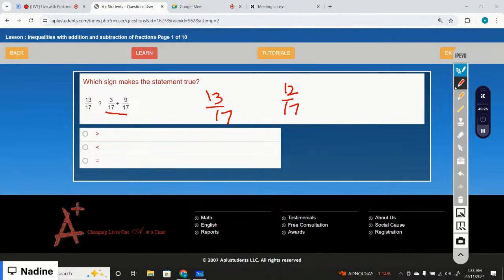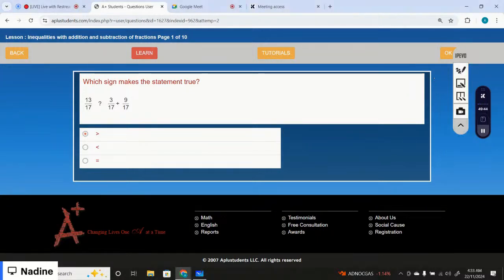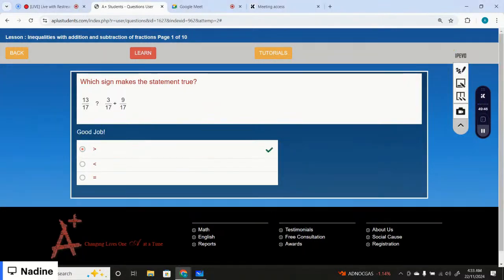So when they have like denominators, you can simply compare their numerators. 13 is greater than 12. So 13 by 17 is greater than 12 by 17. The correct option is, very good, greater it is. Option number 1 is the correct option.